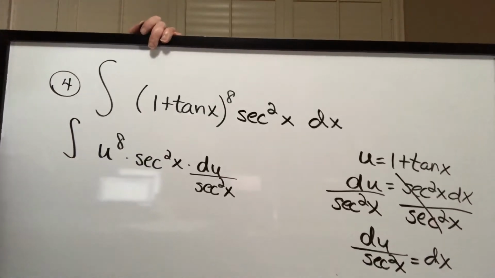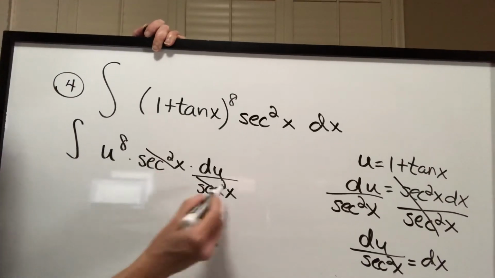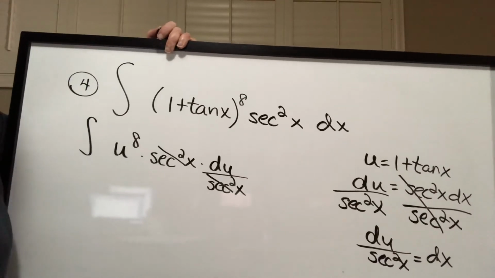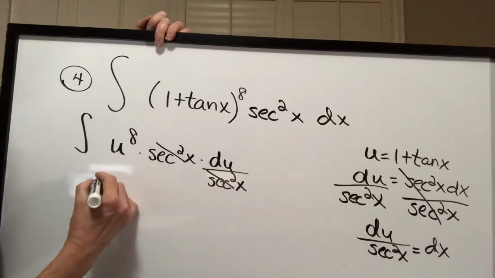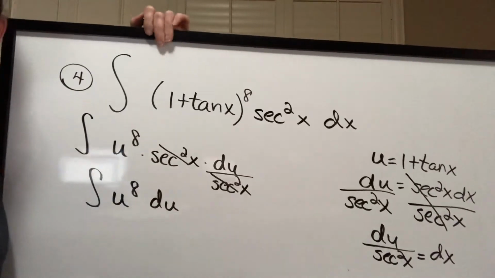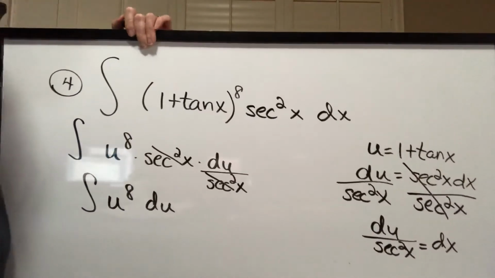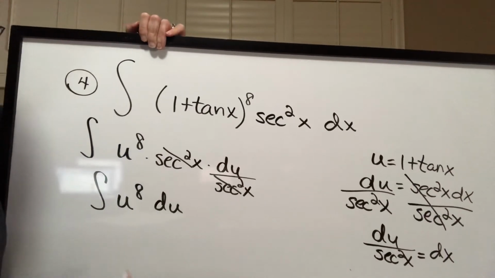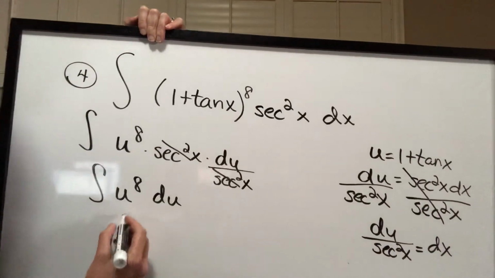Okay, so notice that this time the secant squareds would cancel, they're exactly the same. So you're left with the integral of u to the 8th du. Now at this point, this is just like a polynomial, u to the 8th. So you would write it as a fraction.